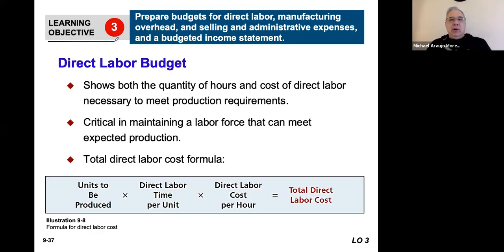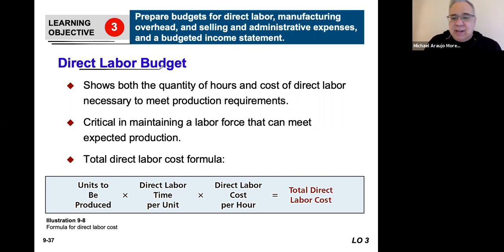So learning objective 3 picks up where learning objective 2 left off, right? The last budget that we went over was for direct materials. As you know, in the manufacturing process, we still have to do direct labor and manufacturing overhead. Those are the first two budgets that we're going to look at here in objective 3.